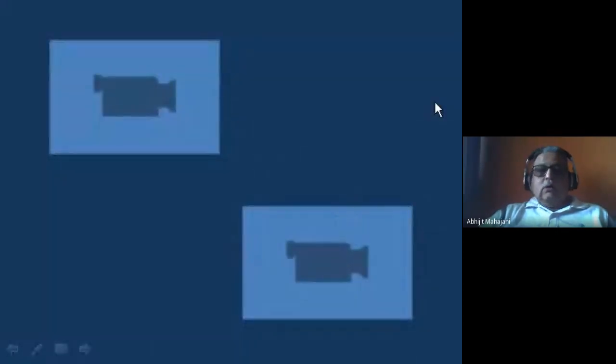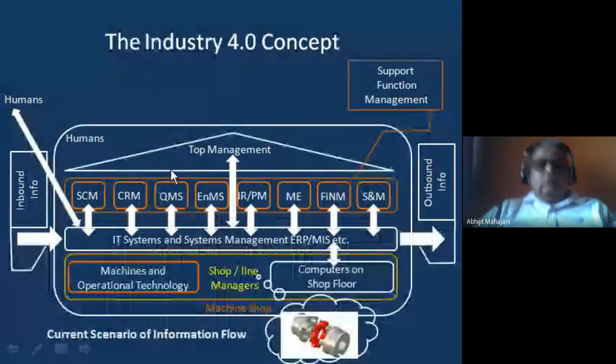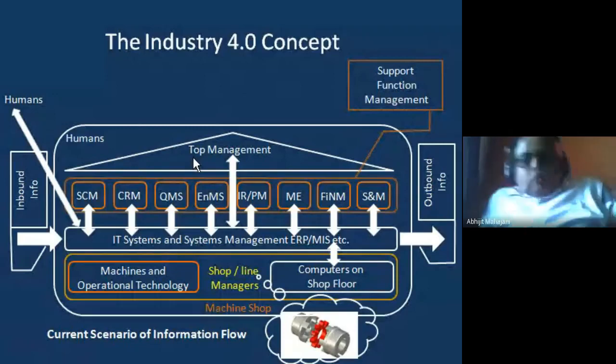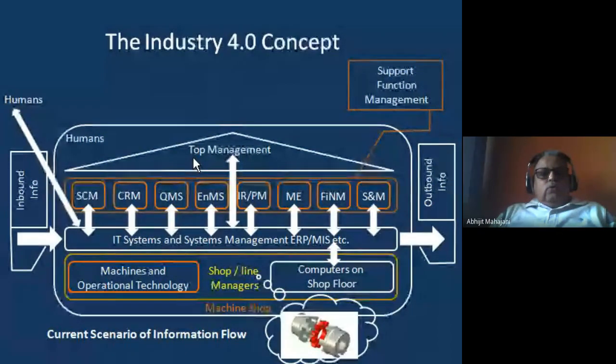As I said, only inspection is manual, rest everything is automated. Now, we said that the problem with the current scenario in factories is that the machines are not connected to the computers, to their IT system. There is a link in the form of shop managers or line managers who will collect the data from the machines and the equipment and then feed it to the computers on the shop floor or send it to the IT department, and the IT department fills in the data. This is a typical factory setup.